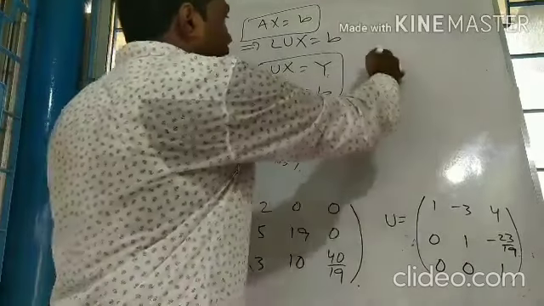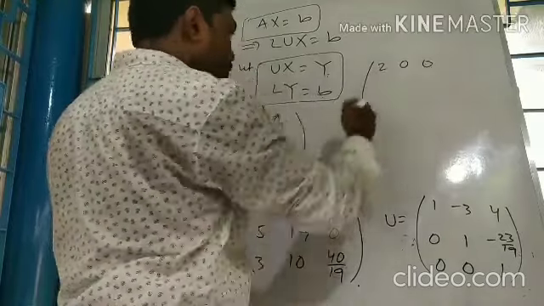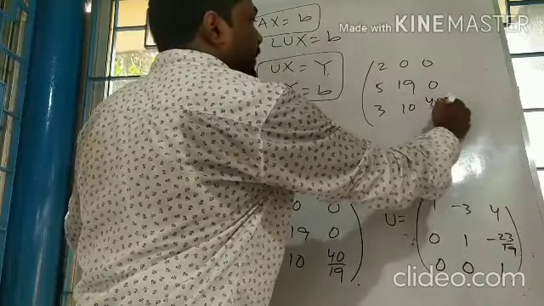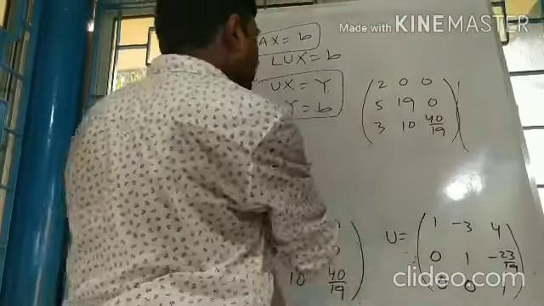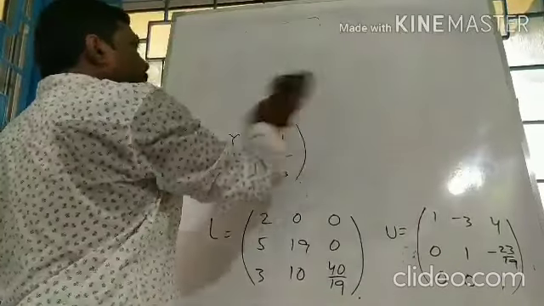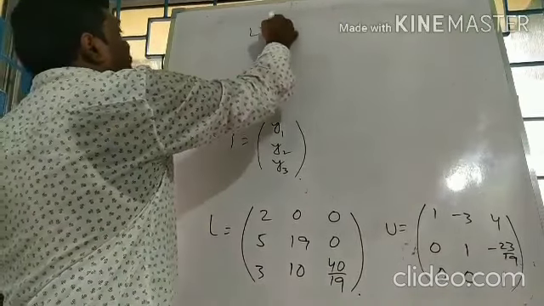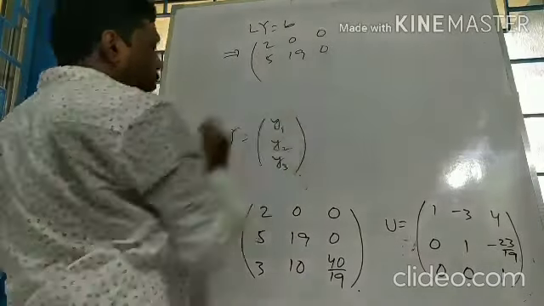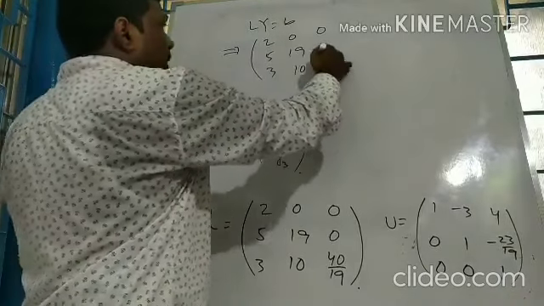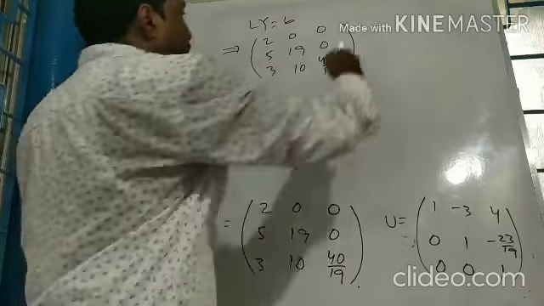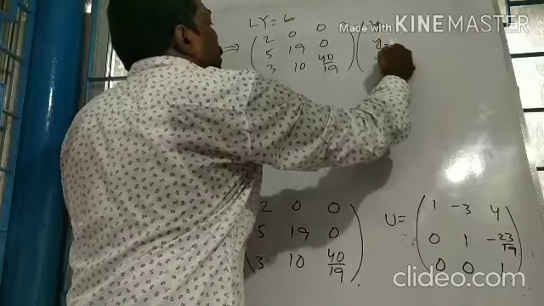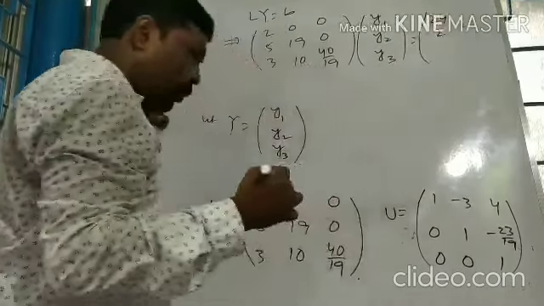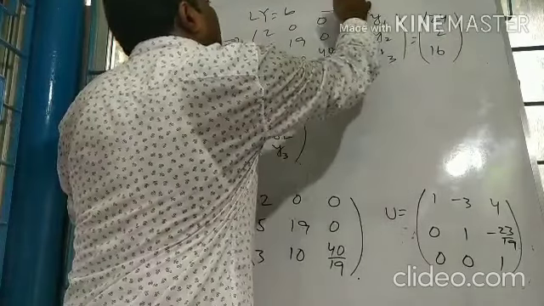So the L system, Ly equals B, implies L is [2, 0, 0; 5, 19, 0; 3, 10, 40/19], and Y is Y1, Y2, Y3, equals B. B is 24, 2, 16. Just matrix multiplication.